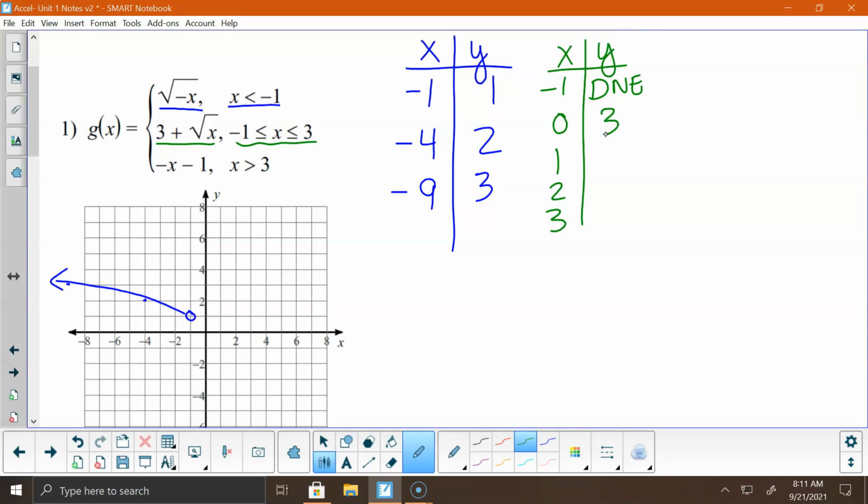Square root of 1 is? 1 plus 3 is 4. All right. Can we do square root of 2 plus 3? Y'all got calculators? No? All right, hang on, I got one. I got it.